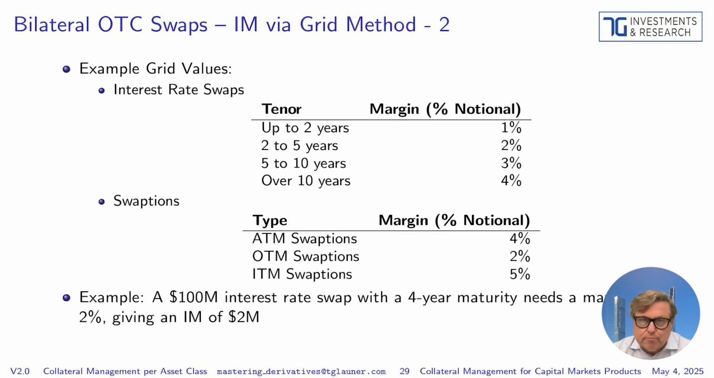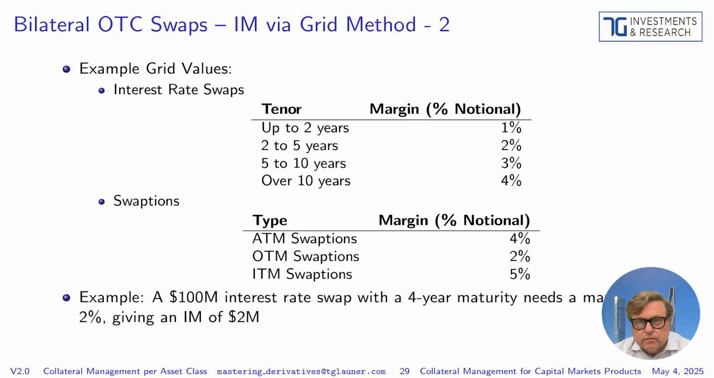Let's look at an example that illustrates its simplicity. Here, for swaps and tenors up to 2 years, the margin is 1% of the notional amount. For tenors between 2 and 5 years, it's 2%, and so on. For swaptions, we have a different setup. At-the-money swaptions require a margin of 4% of the notional value. Out-of-the-money swaptions need a lower margin at just 2%, and in-the-money swaptions have a higher requirement with a margin of 5%.